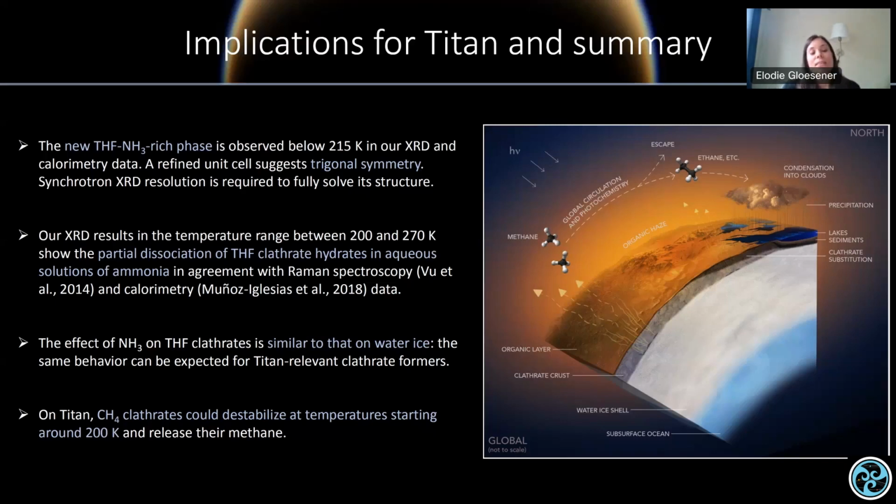So that means that on Titan, methane clathrates could be destabilized at temperatures starting around 200 Kelvin. And this is a temperature that is expected to be within a few kilometers deep in the icy crust. So thank you for your attention, and I will be happy to answer your questions.